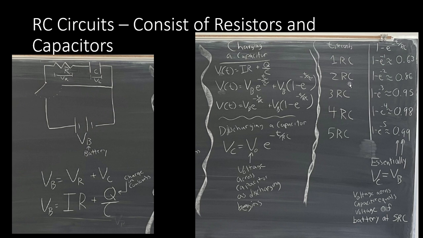After twice the time constant, we're at about 86%. At 3 times the time constant, we're about 95% of the way charged compared to our power supply. At 4 RC, we're about 98%, and at 5 RC, we're at 99%. Typically, after around 5 RC seconds, it's usually assumed that we have charged our capacitor, VC, to be equal to the battery supply's voltage, VB.